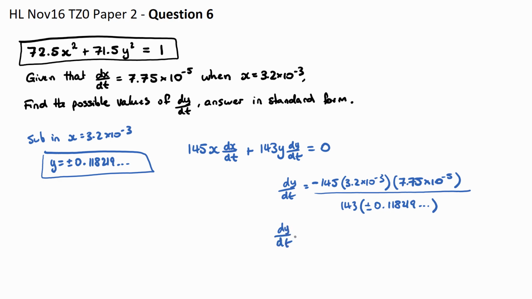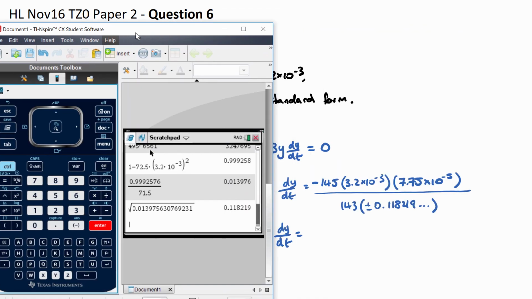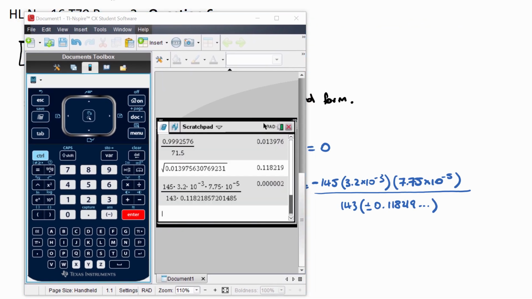dy/dt will equal... now let's put all of this in our calculator. Okay, I've typed all of this in. I left the minus sign out and the plus or minus out, because I know I need to put a plus or minus in front of my answer. But I get this long answer here.